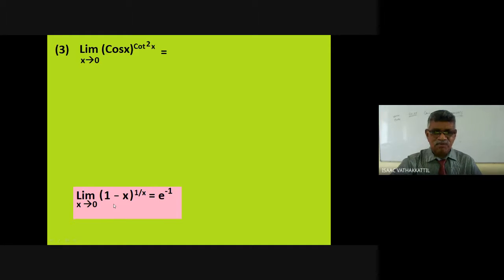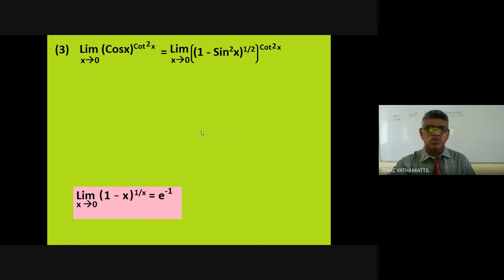How will you get that 1 minus x or 1 plus x or 1 plus kx raised to 1 by x format? Here, my dear, cos x I can write as under root of 1 minus sin squared x, and as x tends to 0, sin x tends to 0. You can replace sin x as a variable. Limit x tends to 0, (1 minus sin squared x) raised to 1 by 2, that is under root 1 minus sin squared x, raised to cot squared x.